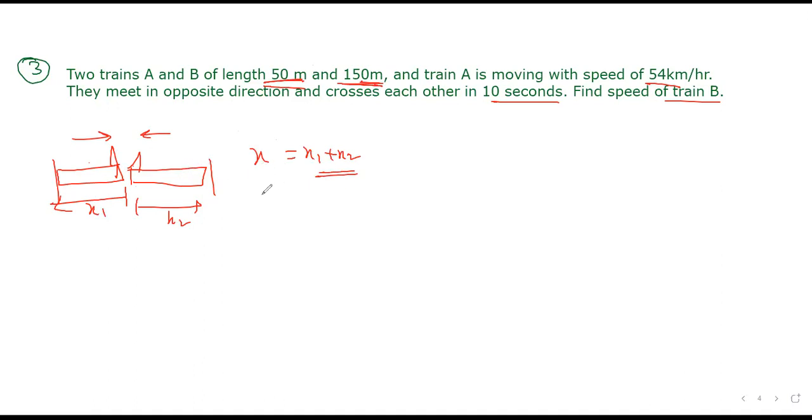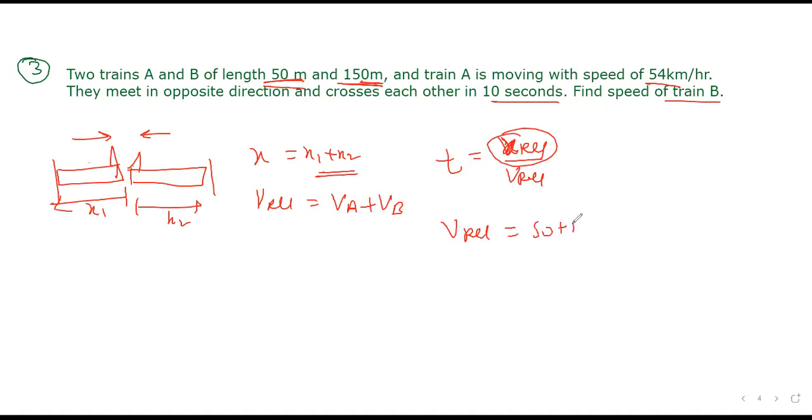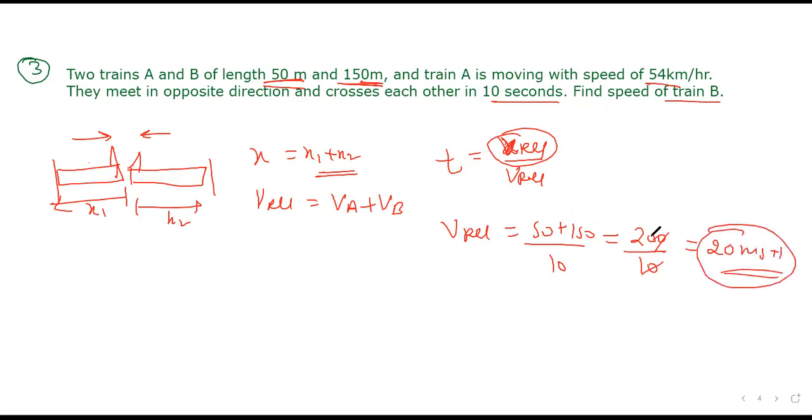Okay, relative velocity will again be the addition of the velocity of train A plus train B. So what is given to us? Time is given. Time is relative distance divided by relative velocity. So all are given. We can find the relative velocity first because the relative distance is given. How much? 50 plus 150, divided by the time, 10 seconds. This becomes 200 by 10, so we're getting 20 meters per second. The answer is coming in meters per second because the distance is in meters and the time is in seconds.